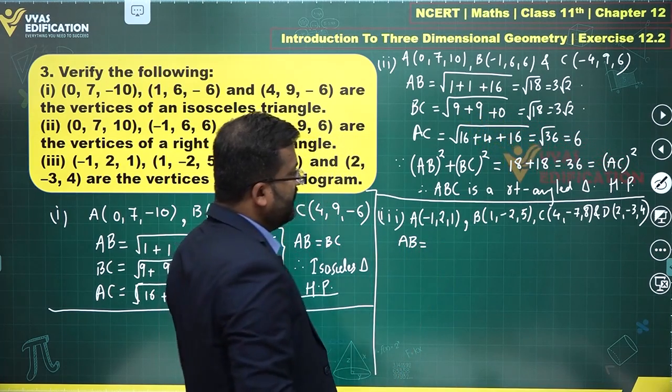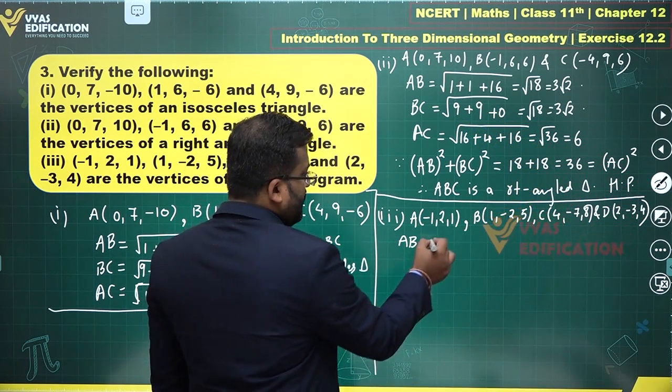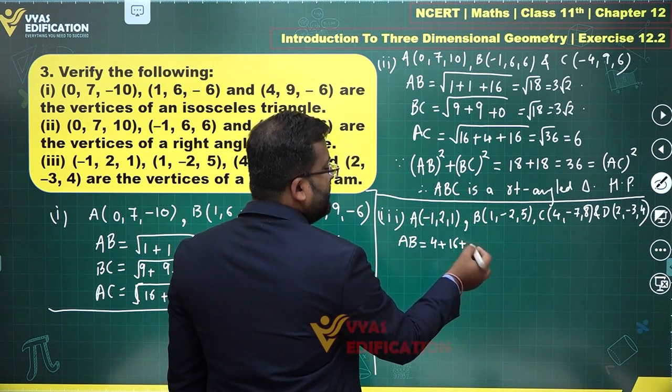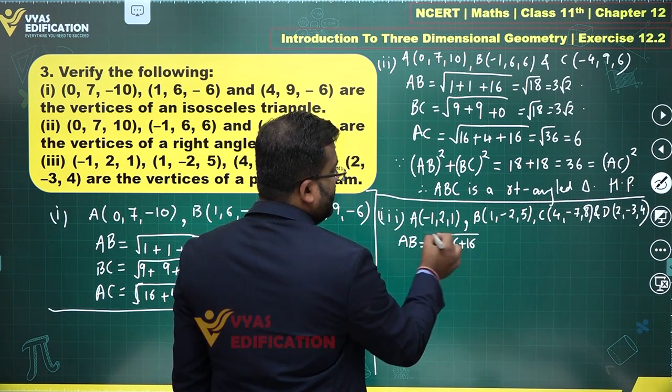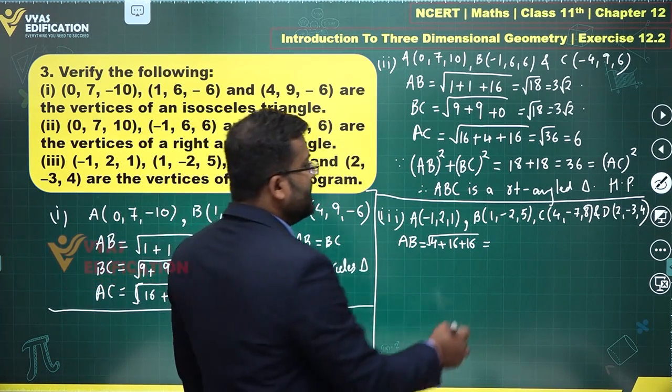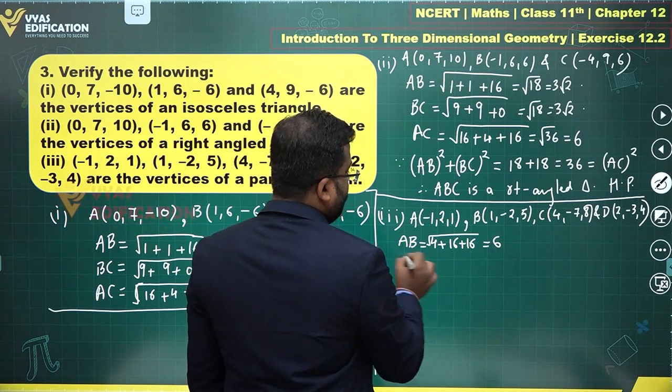AB will be equal to what? 1 minus (-1), which will be 2, squared is 4, plus 2 minus (-2), which will be 4, squared is 16, plus 1 minus 5 will be 4, squared is 16. 16 plus 16 is 32, 32 plus 4 is 36. Under root will be 6. This is AB for us.